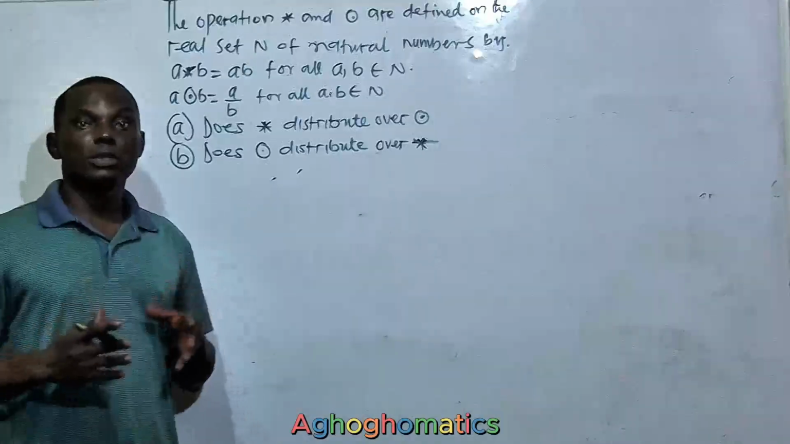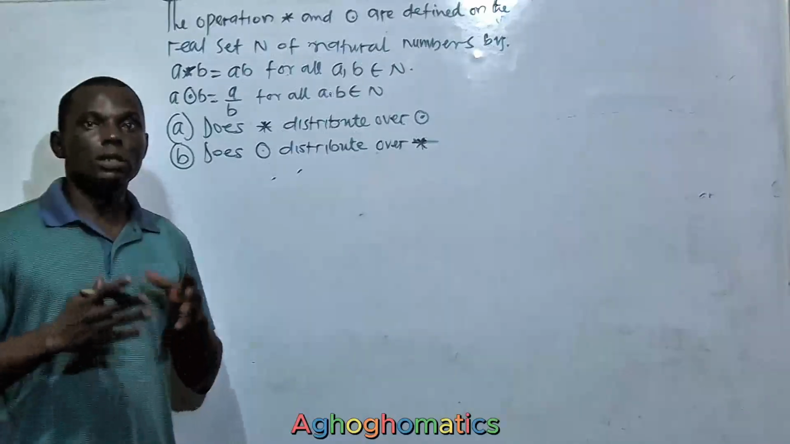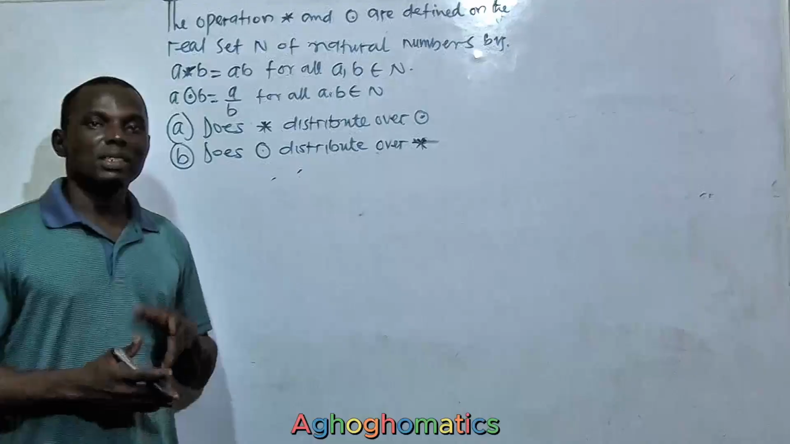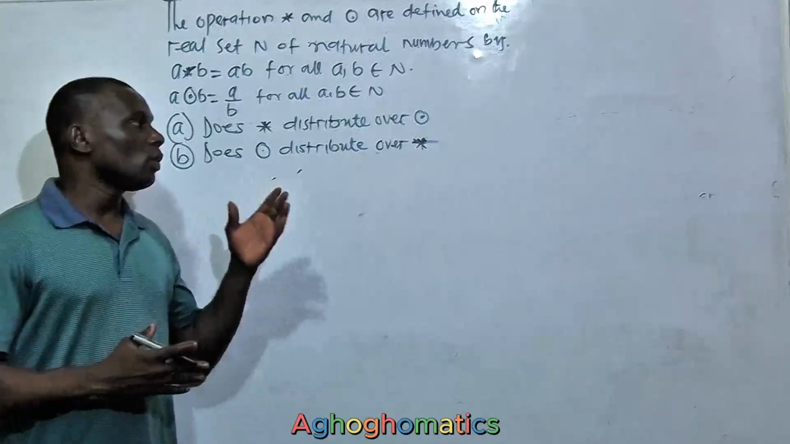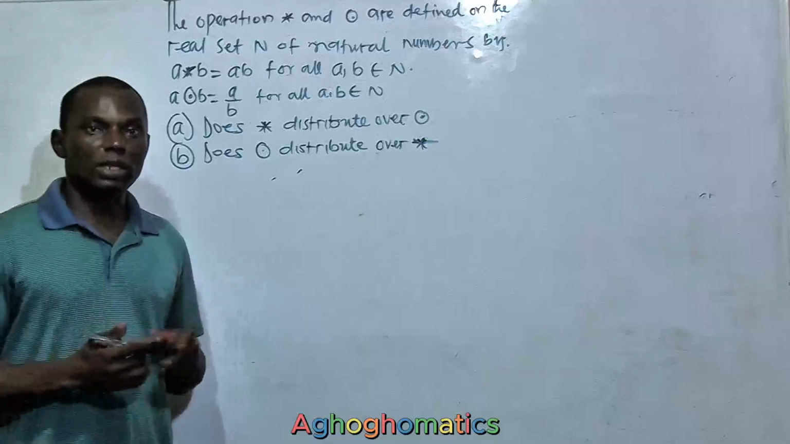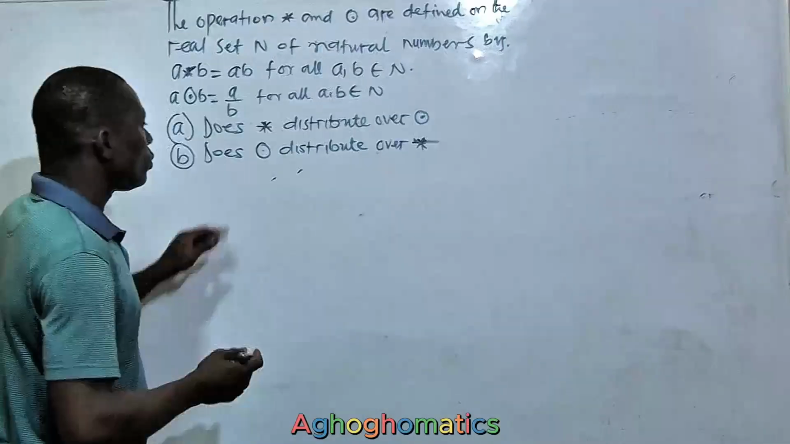We're going to look at the distributive property. How does a binary operation distribute over another? Here, we're going to look at that by using the question here to illustrate it. First of all, what does it mean to distribute?